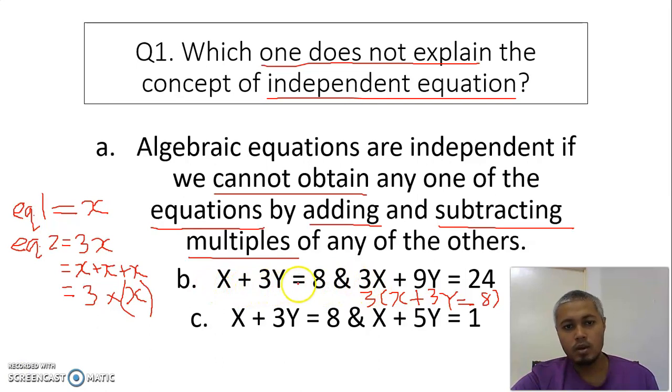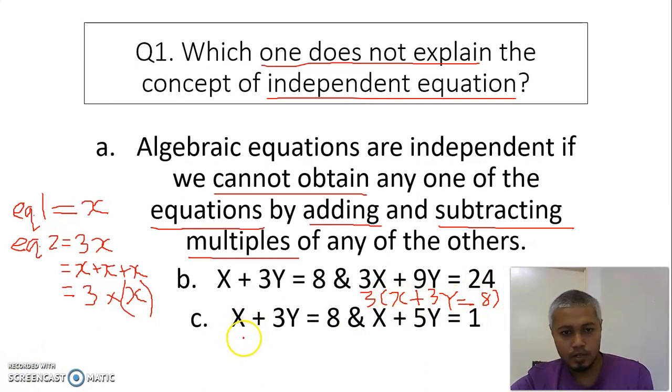We have x plus 3y equals 8 and 3x plus 9y equals 24, where we can see that 3x can be related to x by multiplying with 3. The same goes to 9y, where we can multiply 3y with 3 to get 9y. We can multiply 8 with 3 to get 24. So in other words, they are dependent to each other because we can factorize them. Become like this: 3 in bracket x plus 3y equals 8.